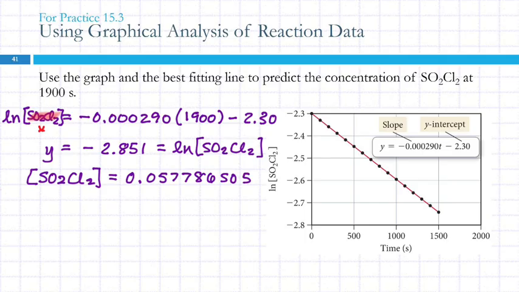And then over on the right, I have negative 0.000290 times 1900 minus 2.3. Right? I type the equation in. I'm going to press enter. I'm going to tell it to start with 0 and let it go. 0.057786505. Exactly the same answer that I got using algebra.